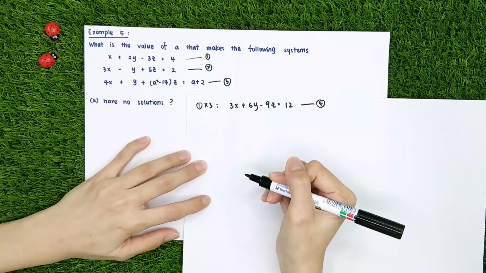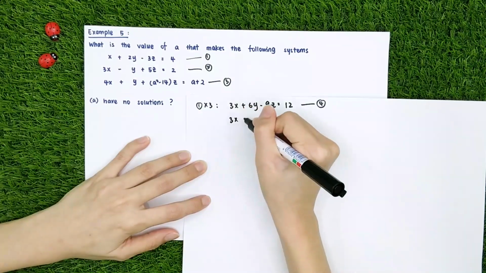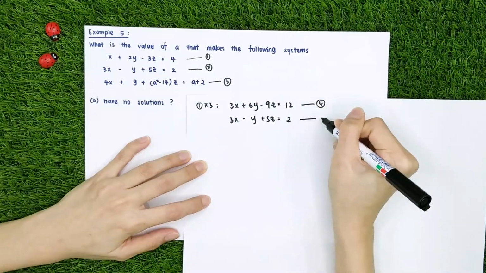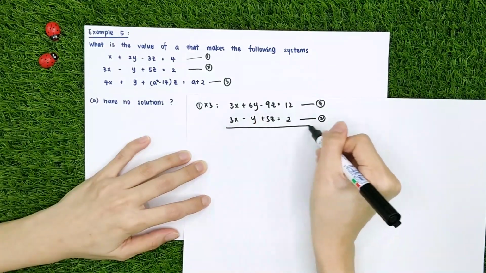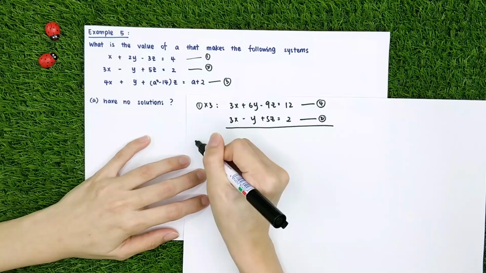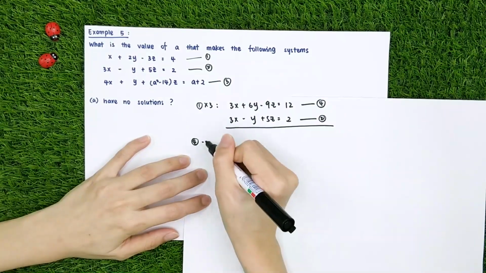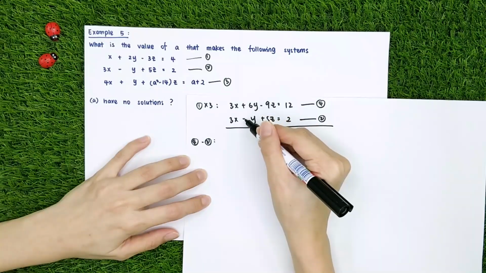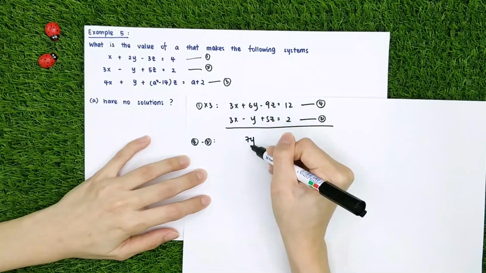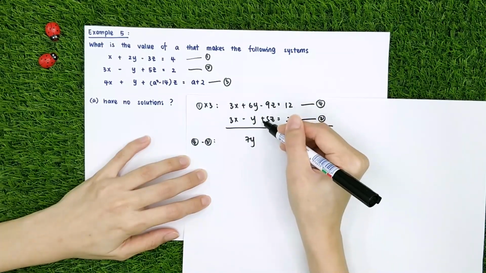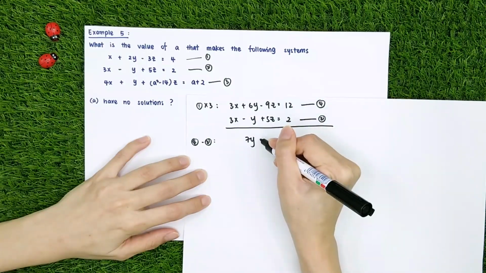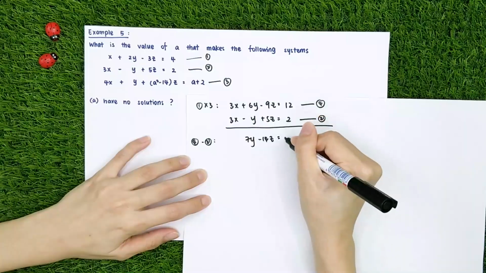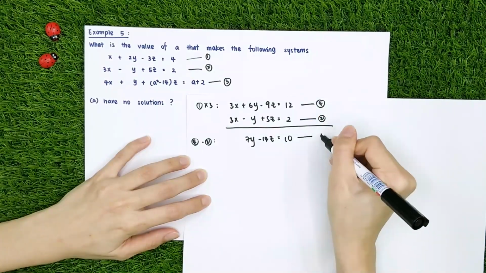Now I move down the equation 2. 3x minus y plus 5z equals to 2. This is my equation 2. Now I use my elimination method to minus the equation 4 with 2. Then I will get 6y minus minus becomes positive, I will get 7y. Minus 9z minus 5z again, I will get minus 14z equals to 12 minus 2, I will get 10. This is my equation 5.